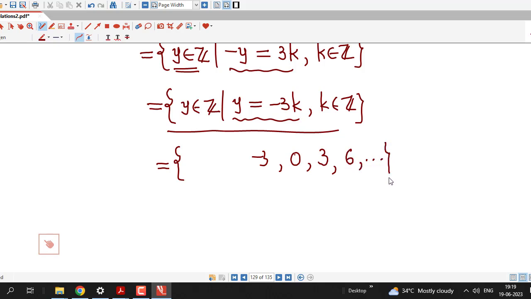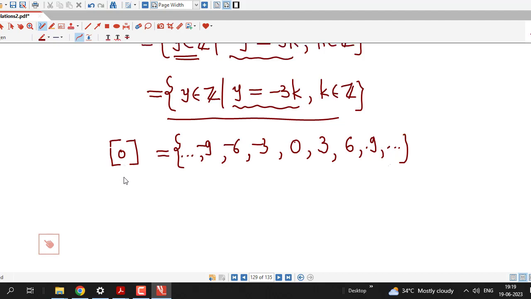And here also I can continue. For k equal to 2, I will have minus 6. For k equal to 3, I will have minus 9. And here also we can continue with 9 also. If I take k equal to minus 3, I will have 9 here, and so on. This will be an infinite set. This is the equivalence class generated by 0.